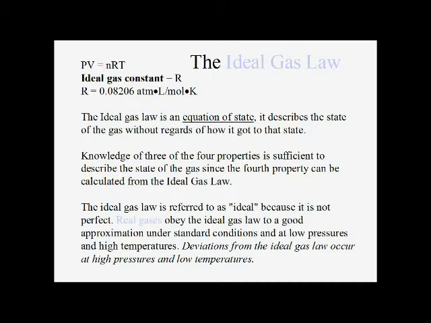So to simplify life, we tend to just use one R, the ideal gas constant, for this law. For the ideal gas law, it is 0.08206, with units of liters atmospheres per mole Kelvin. So what this means is that in the ideal gas law, the relationship between all our four properties, PV equals nRT: pressure times volume equals moles times gas constant times temperature.